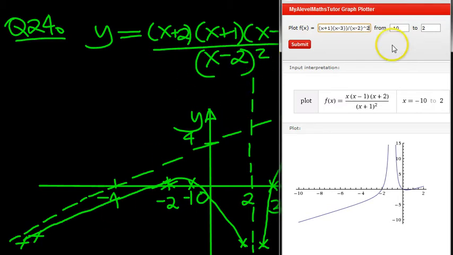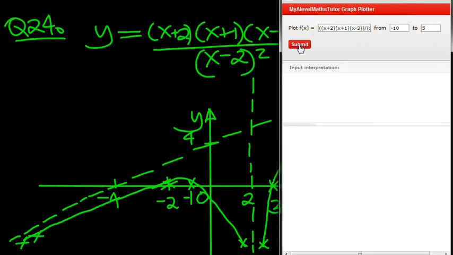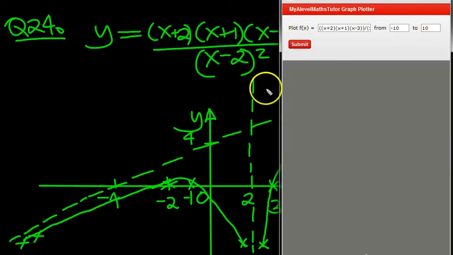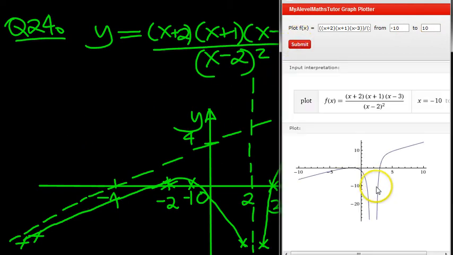From minus 5, say, let's, minus 10 to, let's do 10, shall we? Or 5, how about that? So we've got x plus 2, x plus 1, x minus 3 over the x minus 2 squared. And it looks like that's what we're going to have. Let's change that. Let's take a little closer look at it while we're at it. Let's change that 5 to a 10. And we'll see what the asymptote over this right hand side is doing.